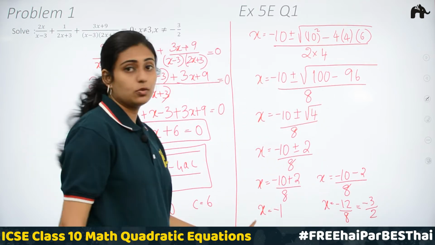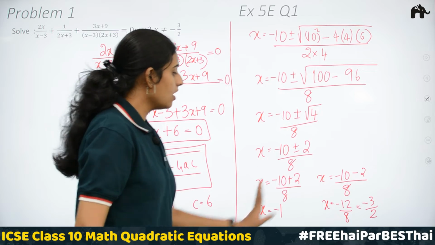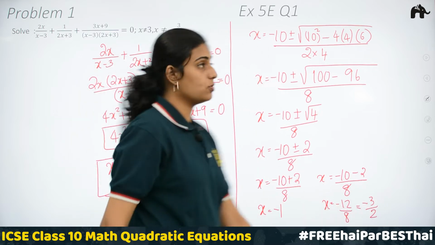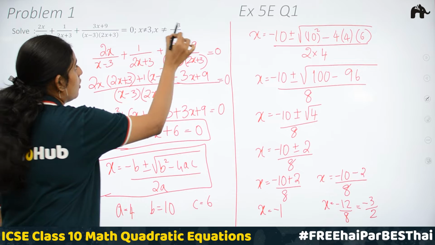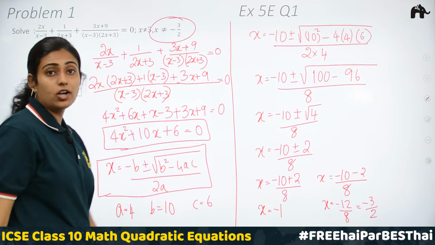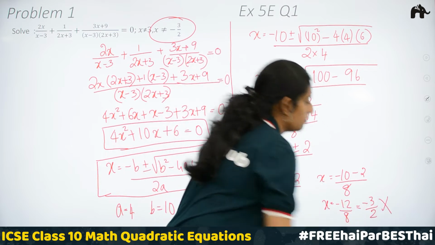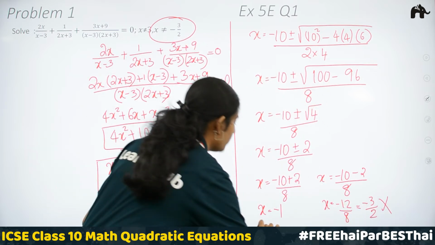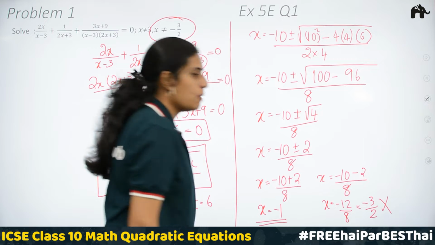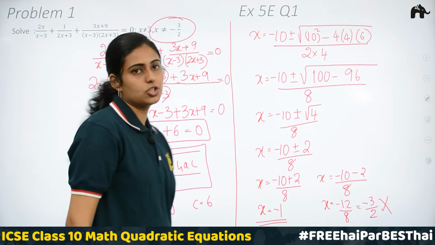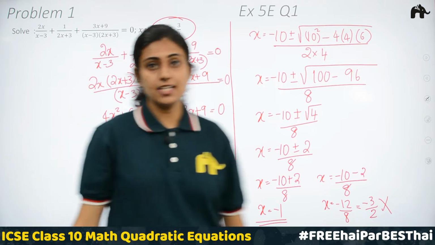So, x is either equal to minus 1 or x is equal to minus 3 by 2. Here it is given that the value of x is not equal to minus 3 by 2. Therefore, this value is rejected. The only possible value of x is equal to minus 1. This is a solution of the given quadratic equation.